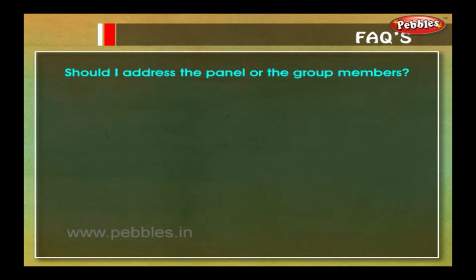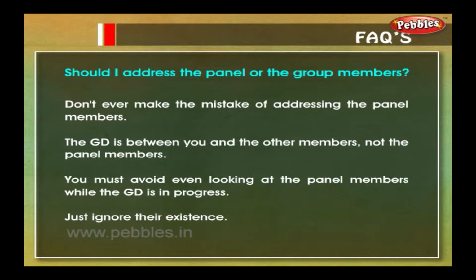Whom should I address, the panel or the group members? Don't ever make the mistake of addressing the panel members. The GD is between you and the other members, not the panel members. You must avoid even looking at the panel members while the GD is in progress. Just ignore their existence.